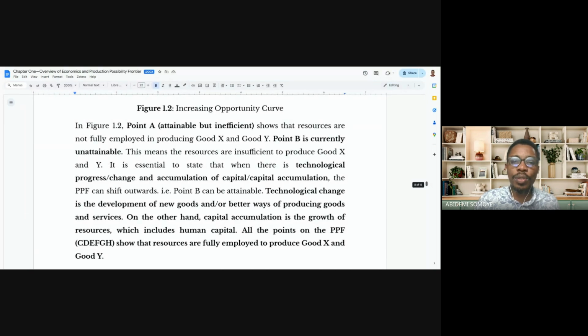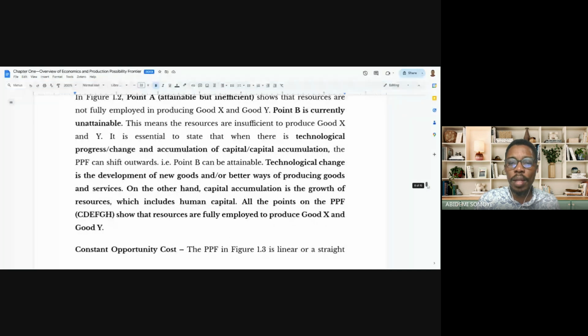It is essential to state that when there is technological progress and change, and capital accumulation, the PPF can shift upwards. Point B can be attainable. Technological change is the development of new goods or better ways of producing goods and services. On the other hand, capital accumulation is the growth of resources, which includes human capital. That means, remember, financial capital, human capital, and physical capital.